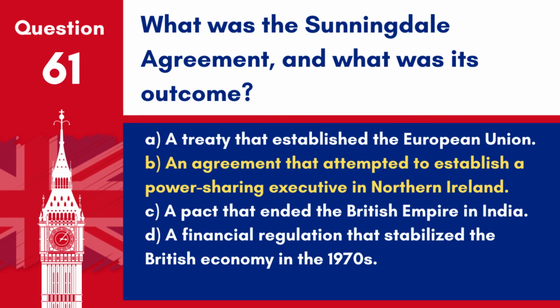Answer B. An agreement that attempted to establish a power-sharing executive in Northern Ireland. The Sunningdale Agreement of 1973 was an attempt to quell sectarian conflict, but was ultimately unsuccessful due to widespread opposition and a lack of support.